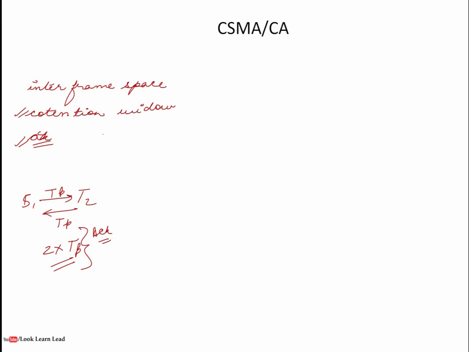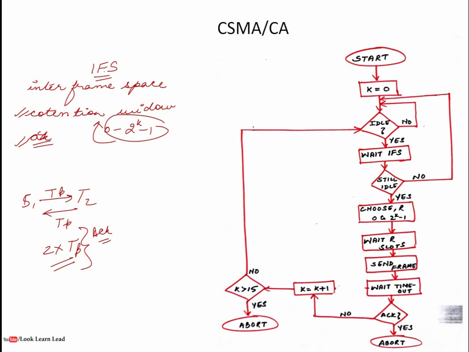What is contention window? The window we write from 0 to 2 to the power k minus 1. This is a contention window. In this we would be using interframe space, IFS. Let's see what collision avoidance is. K is the number of attempts. K max is generally 15. So K is the number of attempts.